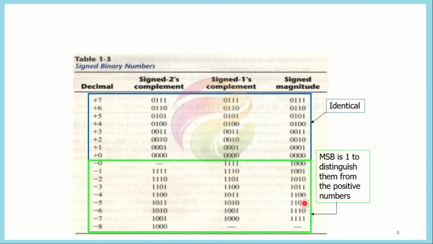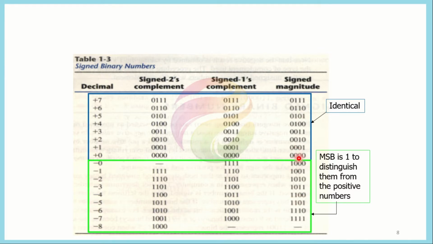For a negative number, the first bit represents that it is a negative number, and the remaining 3 bits determine its magnitude. So in the case of 5, the 1 means negative, and 101 represents the magnitude of 5. So this represents -5.